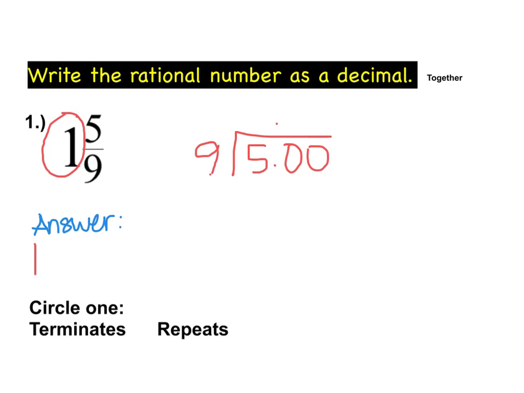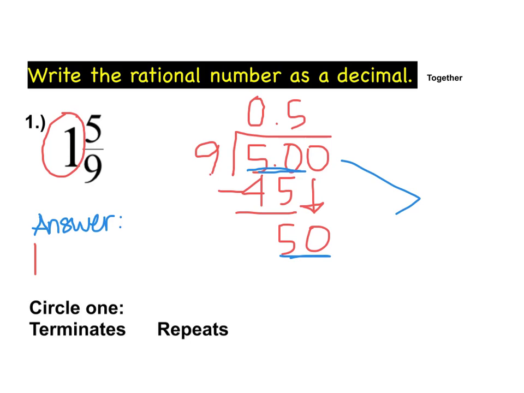9 goes into 5 0 times, but 9 goes into 50 5 times. 9 times 5 is 45. We take the difference, and we get 5 as our remainder. We are going to bring down a 0, and we're going to get 50. Now, notice, we've seen 50 before. This is what we call a repetition. We see the pattern repeating. And so what this tells us is that at this point, it becomes a repeating decimal.